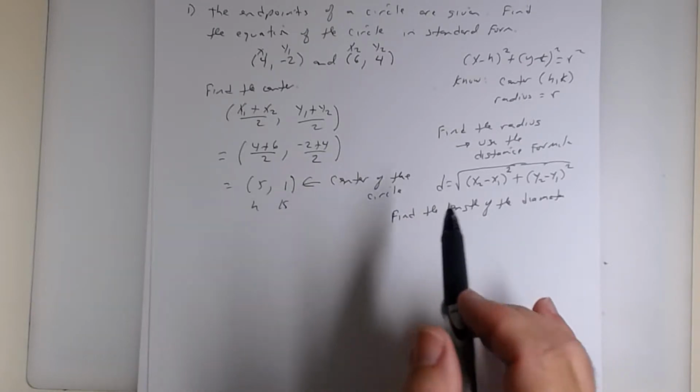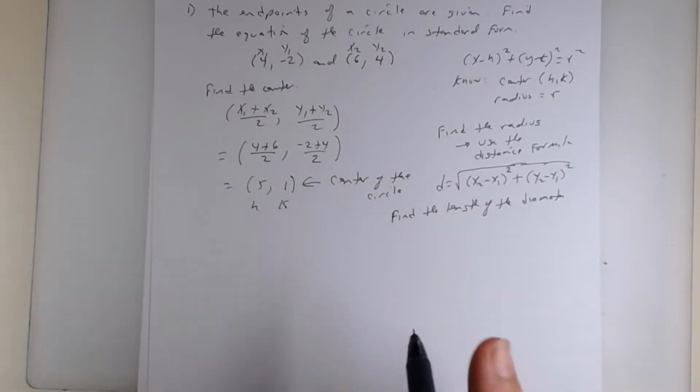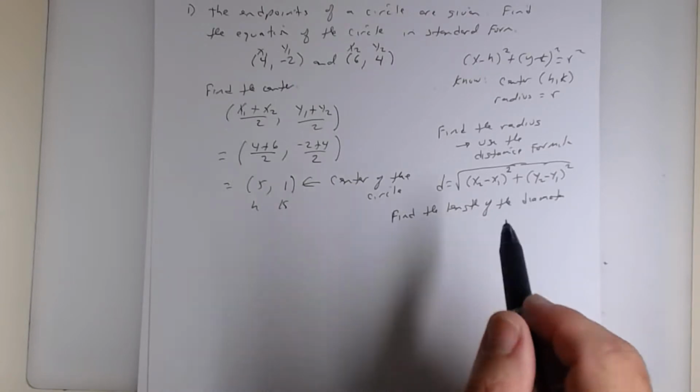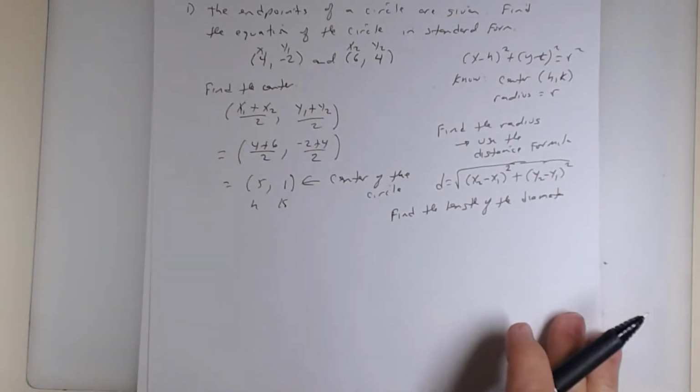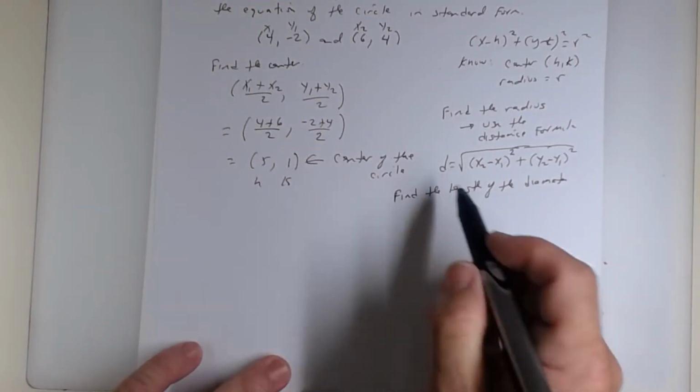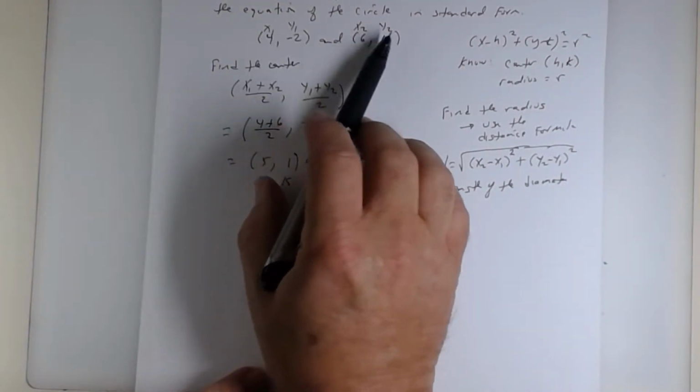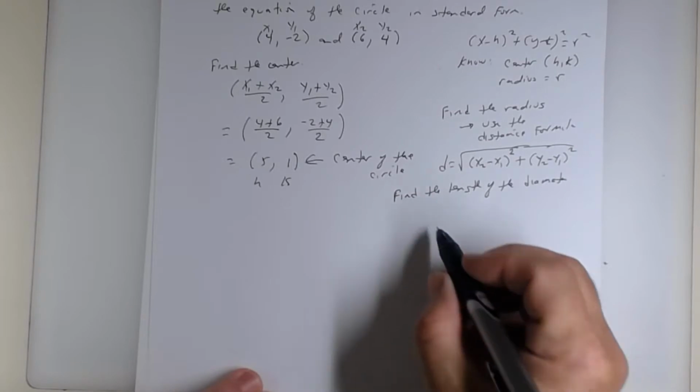And then for the diameter, you're also going to find the length. Now, be careful. The length we find here, that's not the radius. You've got to remember something from high school geometry about the radius and the diameter. Okay. So let's find the length of the diameter. It's already labeled x1, y1, x2, y2. Just plug these numbers back in.